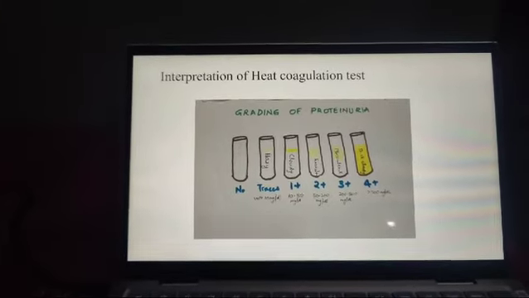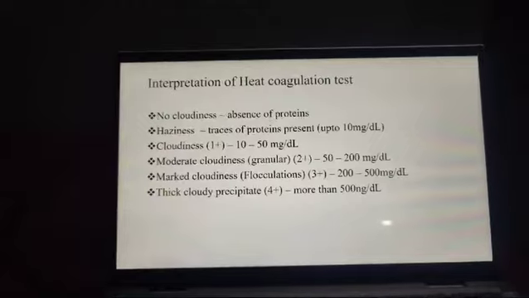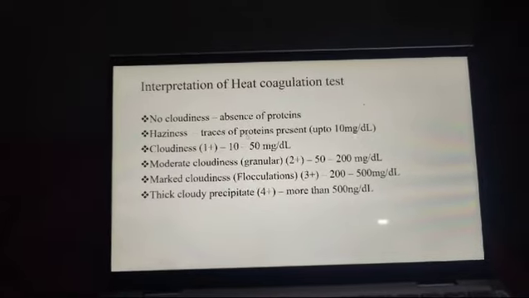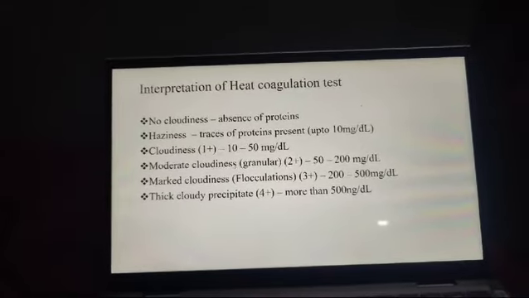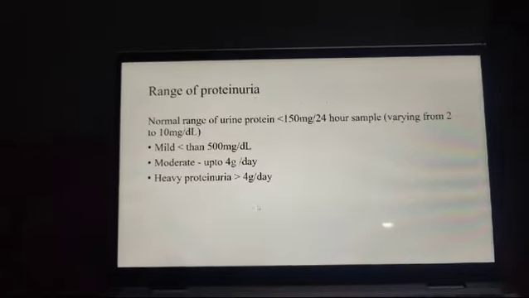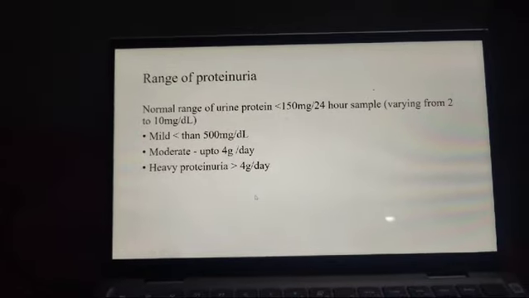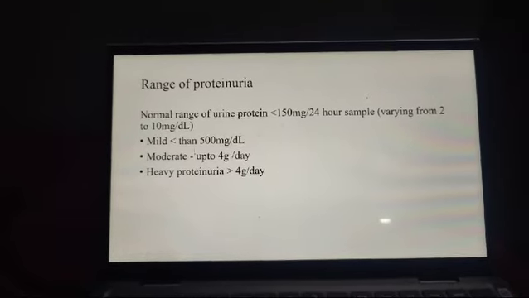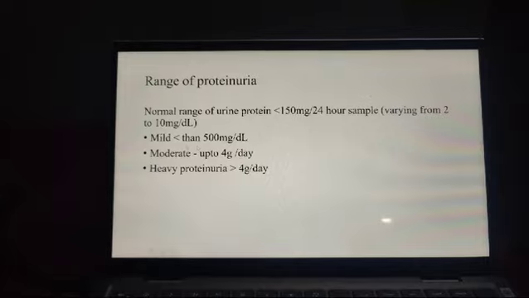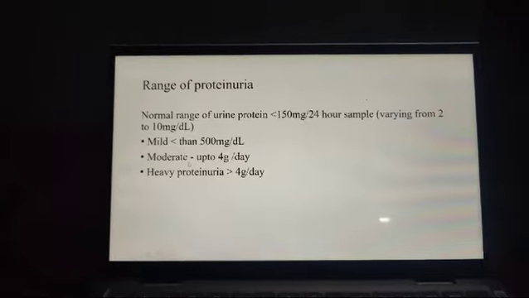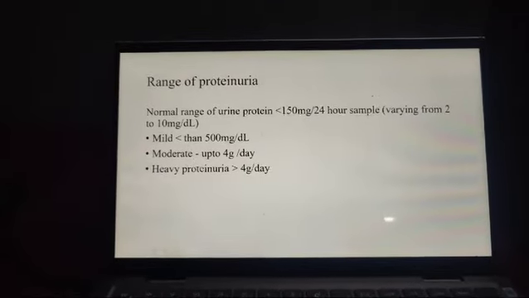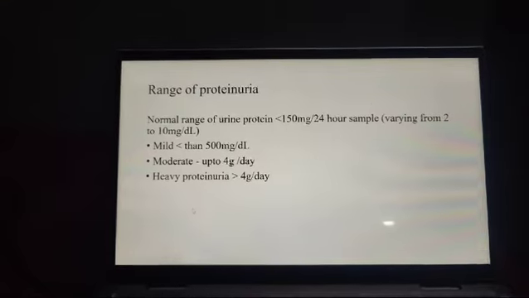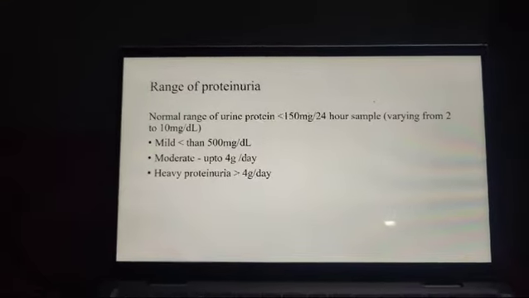The same one in a tabulated form: absence, traces, 1 plus, 2 plus, 3 plus, 4 plus. The normal range of protein excretion usually is less than 150 milligram per 24-hour sample. When it is less than 500, you call it mild. Moderate, it is up to 4 gram per day. Heavy proteinuria or massive proteinuria when it is more than 4 grams per day.